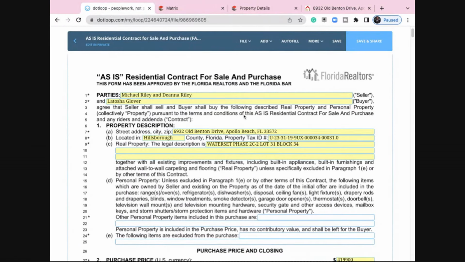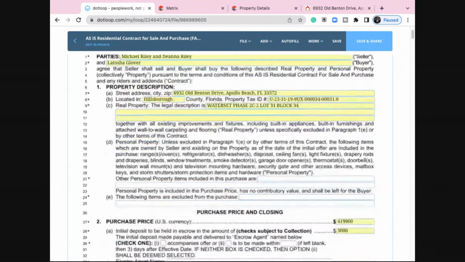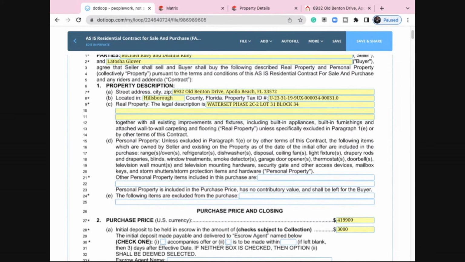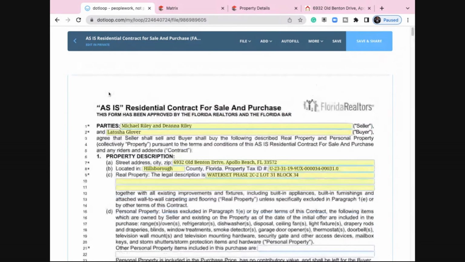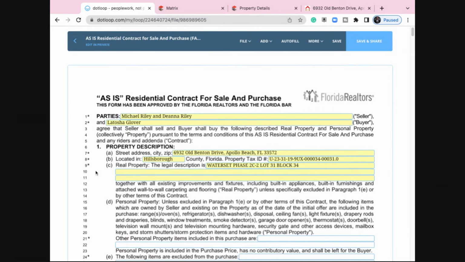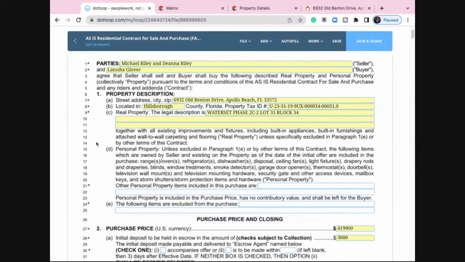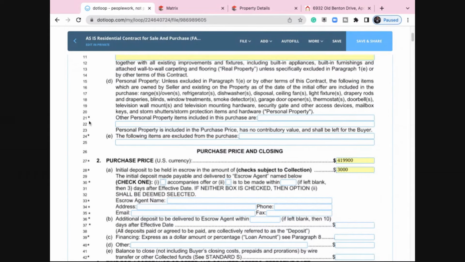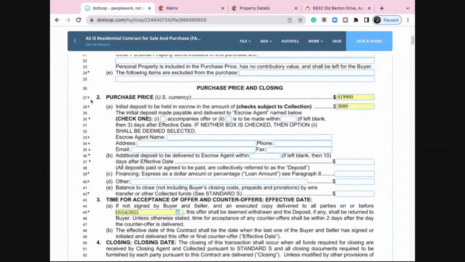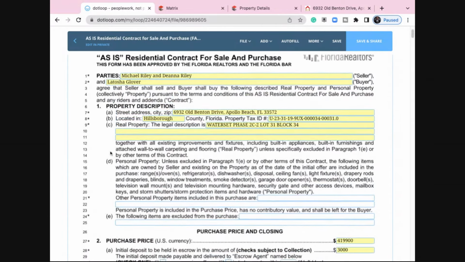We have our buyer put that information in, and we're using one of our agents' information. And so Latasha is the buyer for this particular property. Going down, one thing I want to point out: if you see an asterisk by the number, that means that it requires some attention. So you want to pay particular attention to the asterisks. That's just a pro tip there.